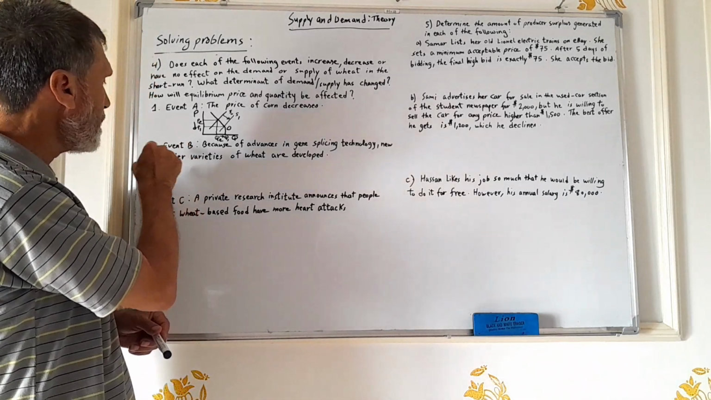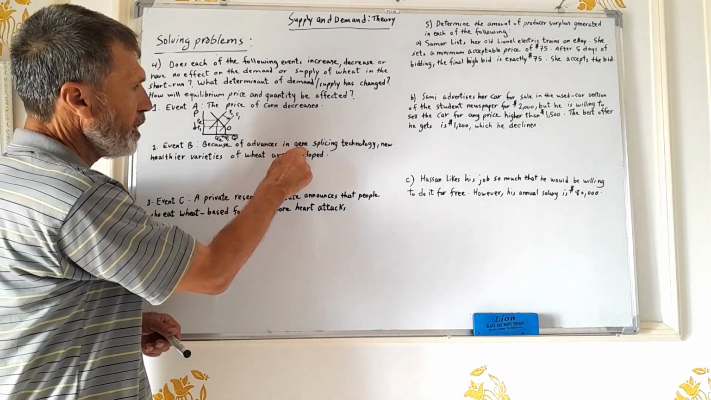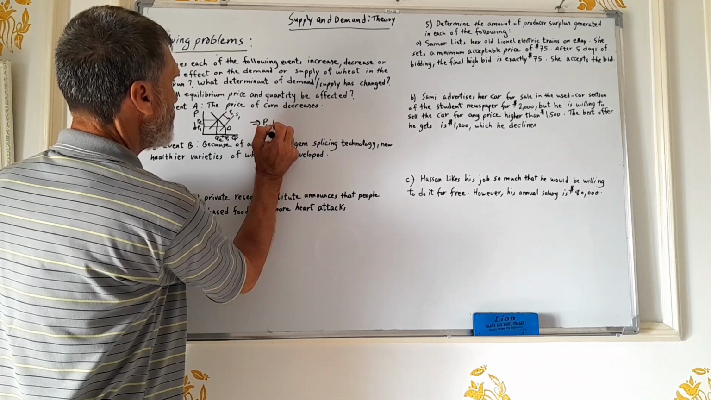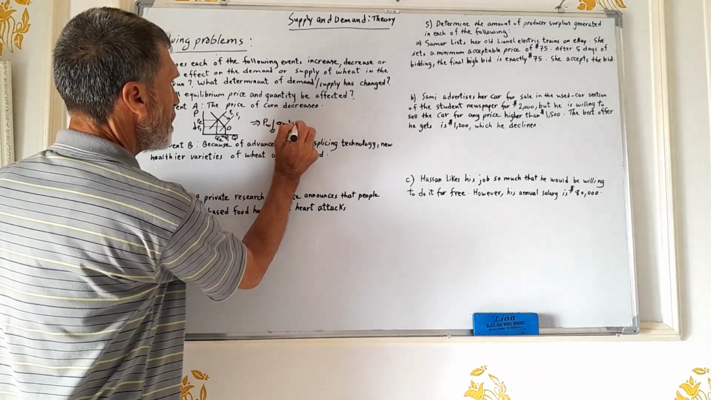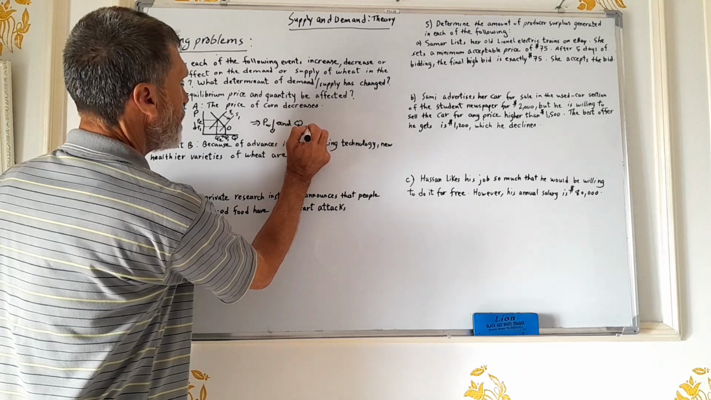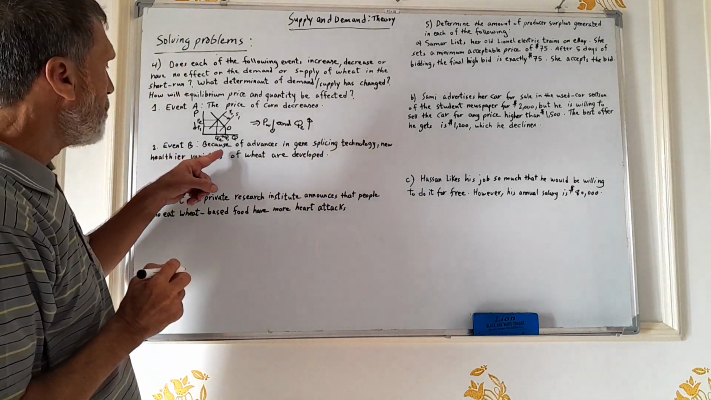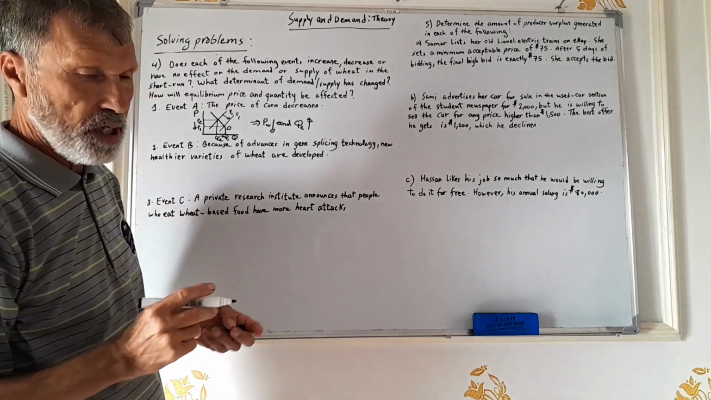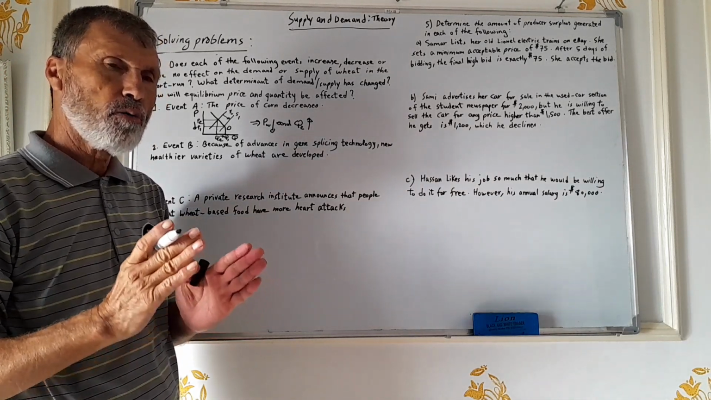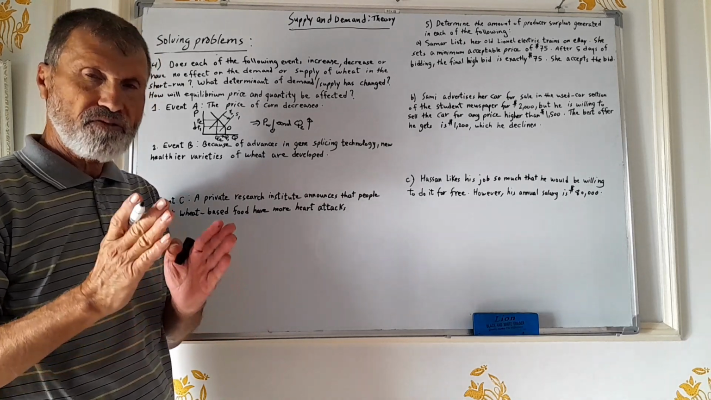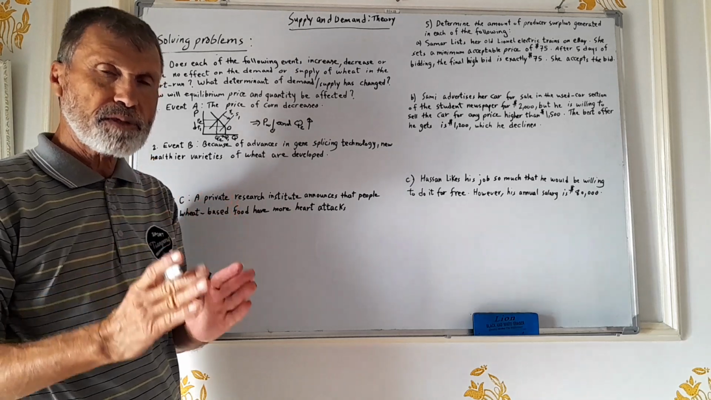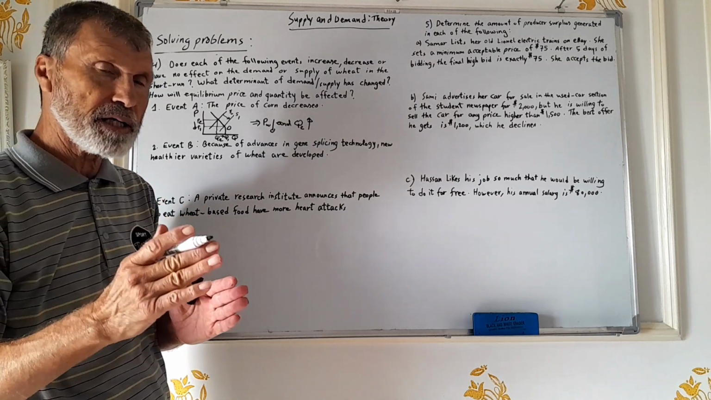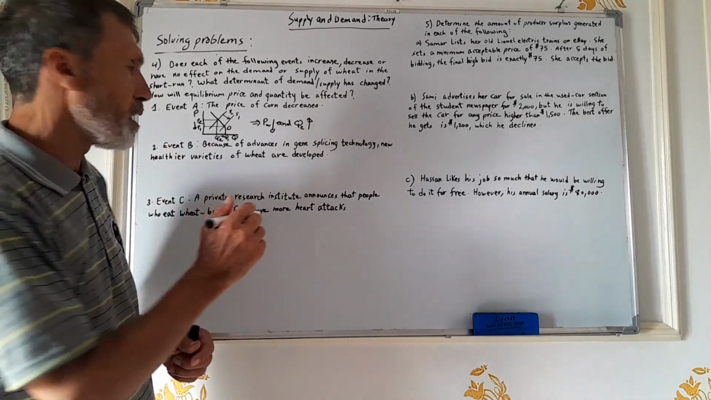The second event is that because of advances in gene splicing, over here we say that implies price of wheat decreases and quantity of wheat increases. Now, the second event, because of advances in gene splicing technology, new healthier varieties of wheat are developed. Remember that advances in technology will affect the supply of the good. Therefore, it is a determinant of supply. So once you have an advanced level of technology, it will affect the supply.